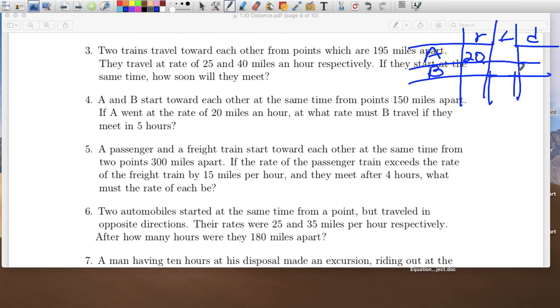So here's the distance. 5 hours. This is 5 hours. Okay, so this is R. Now I can do it. So 20 times 5, the distance covered by this guy would be 100 miles. And this guy covered 5R. And I know that these two distances, they're 150 miles apart.